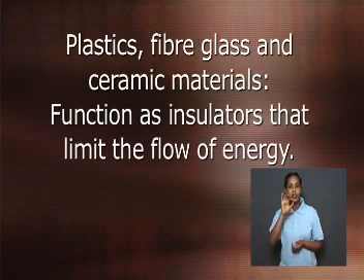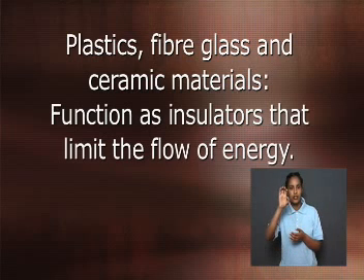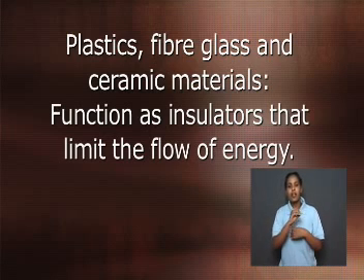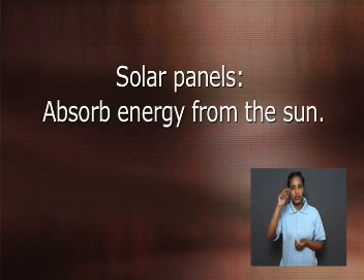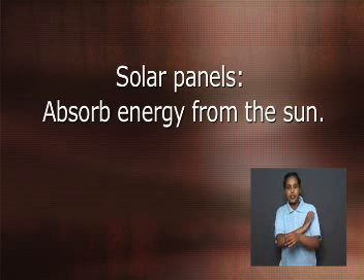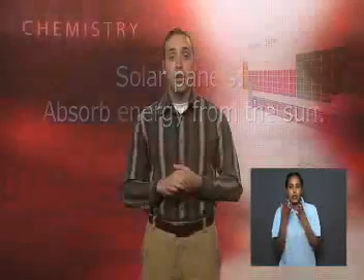Plastics, fiberglass, and ceramic materials function as insulators that limit the flow of energy. They can help us to control the temperature and reactivity of substances. Solar panels absorb light and heat energy from the sun. This is useful because the captured energy can then be reallocated as a source of energy for multiple purposes. All of these energy-related items are widely used in Ethiopia.